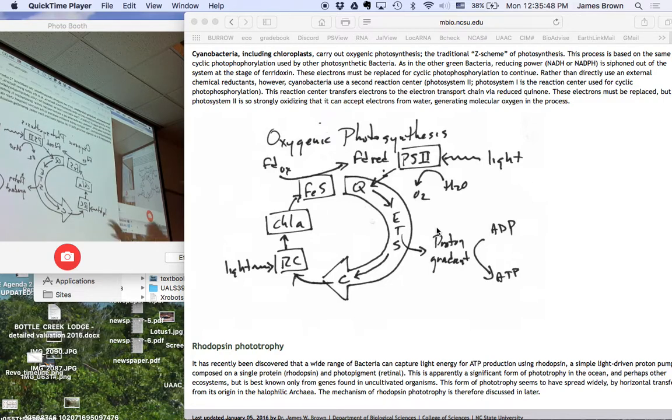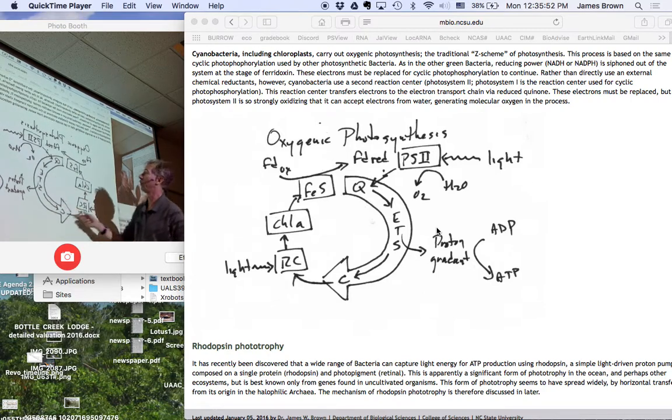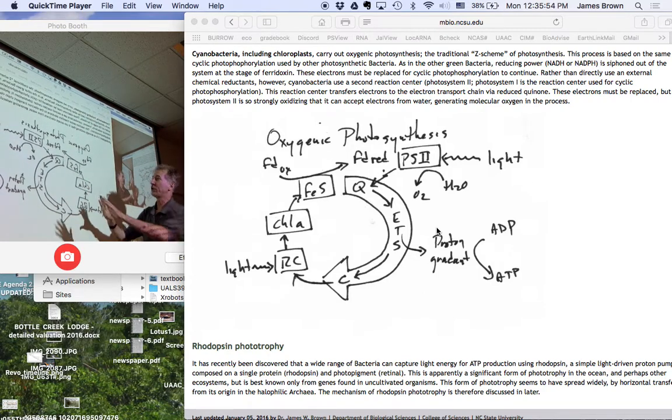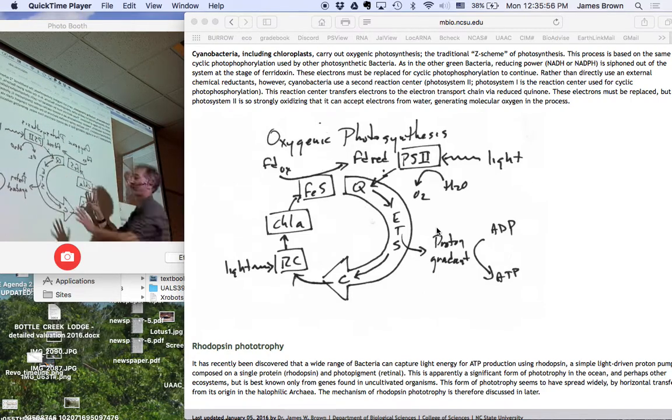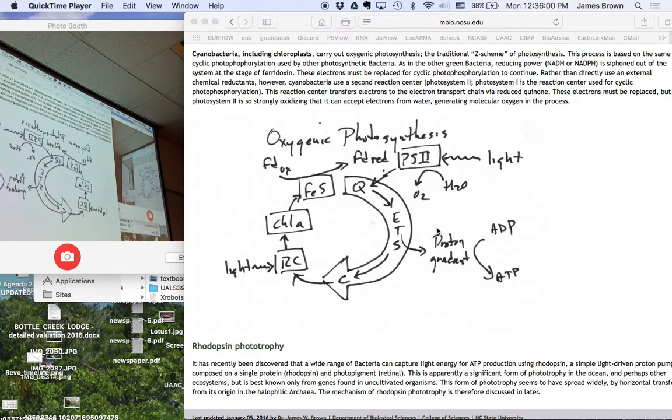If you don't need so much reductant, if you're not fixing that much carbon, then you just run this. And so the modulation of how much light goes through photosystem 1 versus photosystem 2 is what titrates the amount of energy versus reductant generated. Does that make sense?